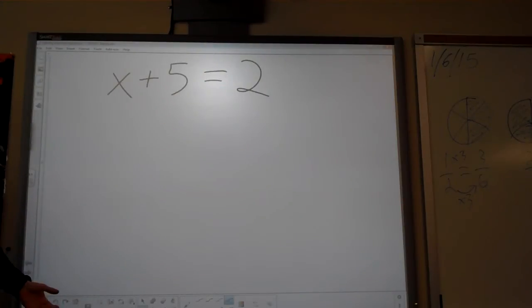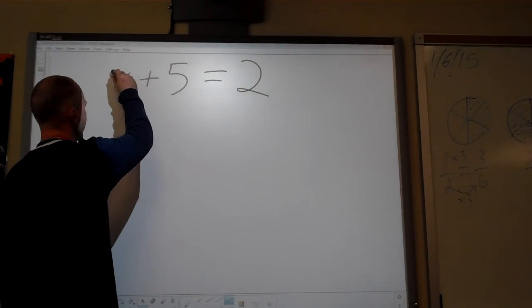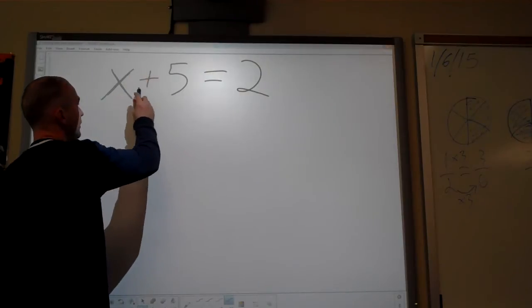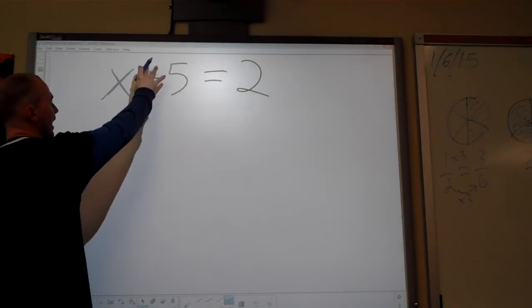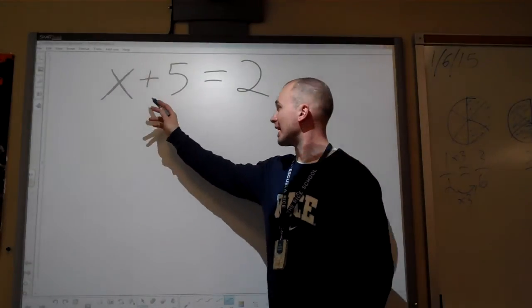Next one, we have x plus 5 equals 2. This is a little bit harder. So we still want to isolate x. We want to get x by itself. So x plus 5 equals 2. How do we get rid of a plus 5? We're going to do the opposite. We're going to subtract 5.